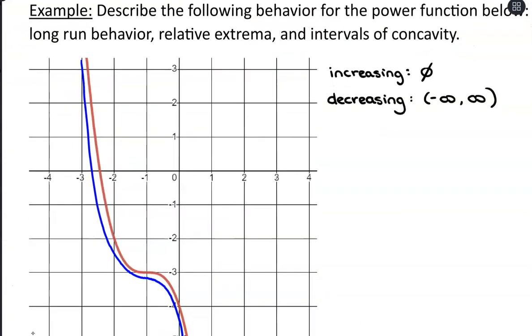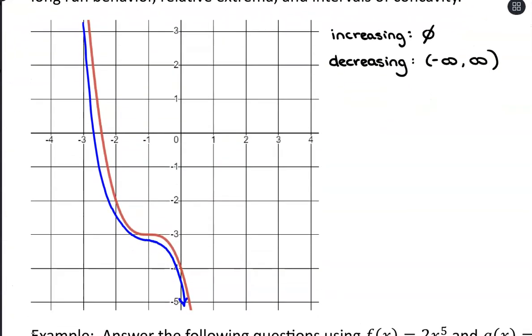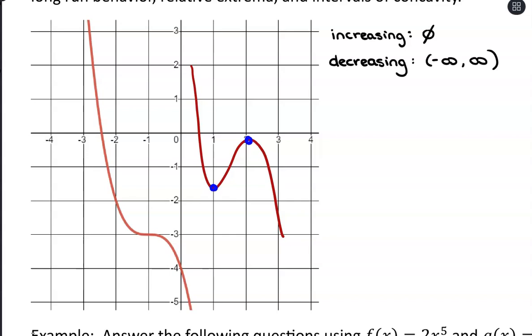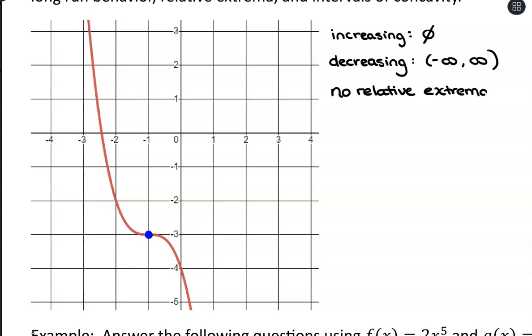Okay, let's see, relative extrema. We actually don't have any here. Now, if this graph had some bumps to it, like this, then we would have some local minimums and local maximums. But this one flattens out right here. And at that point, we're not creating a peak or a valley, so there are no relative extrema for this graph. So far not terribly exciting, but just to apply that terminology to this graph here.